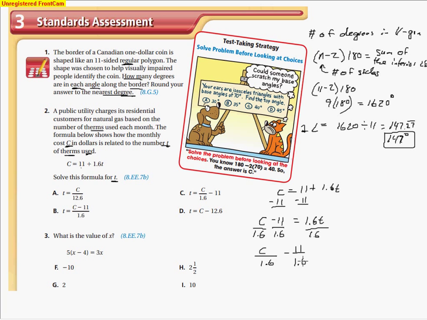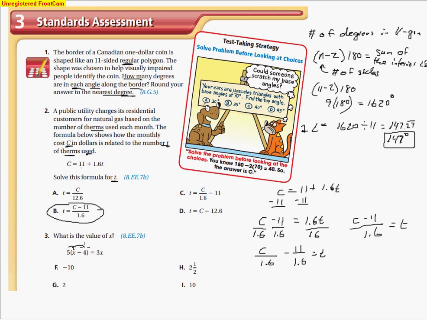Now that's what I've got so far, and let's take a look at the different choices they have. I don't see that exact choice, but this one does match right here. What they did is they just didn't divide it separately. They just divided it as one section, so it would have been C minus 11 over 1.6 equals T. I could have extended that fraction bar, so either one of these would be right. Since it's multiple choice, this is the one we'll take.